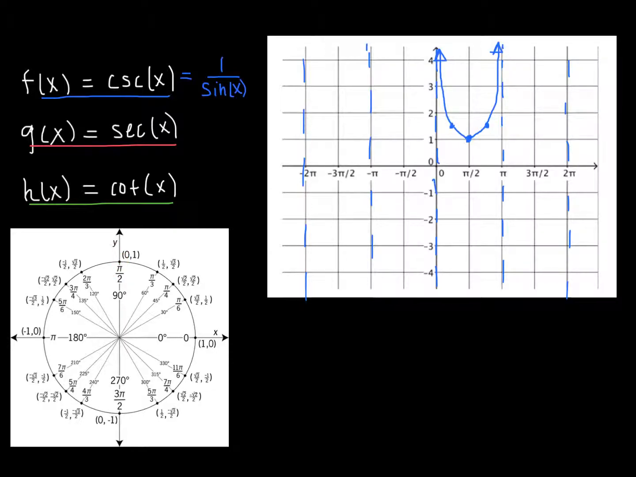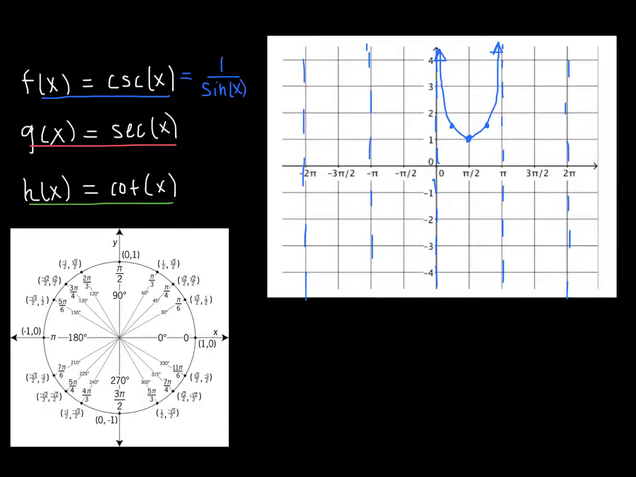And so that's just an interesting thing to notice, and now we can fill in the values in the other intervals. So thinking about between pi and 2 pi, sine is negative here, and so the cosecant will also be negative, and will look just the same except going negative. Between 0 and negative pi will also be negative, and then between negative pi and negative 2 pi will be positive again.